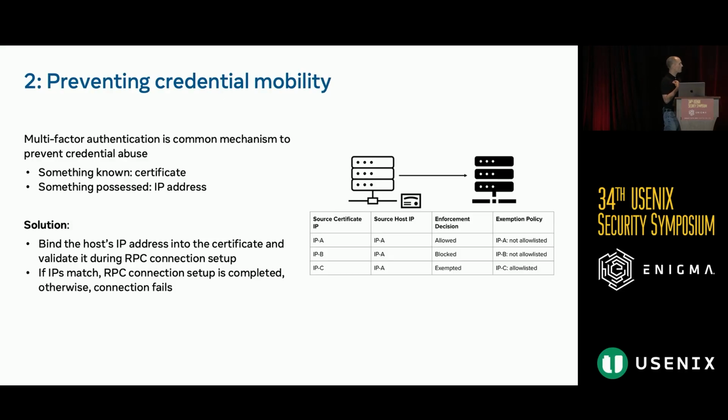Within our production fleet, we can actually leverage something very similar using an ambient two-factor authentication model with context-based awareness. We can take something that we have, like our credentials, and tie them with something that we possess, say an IP address.